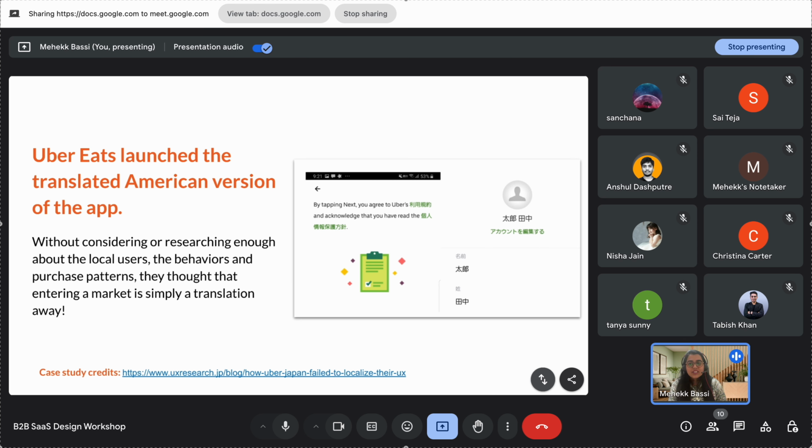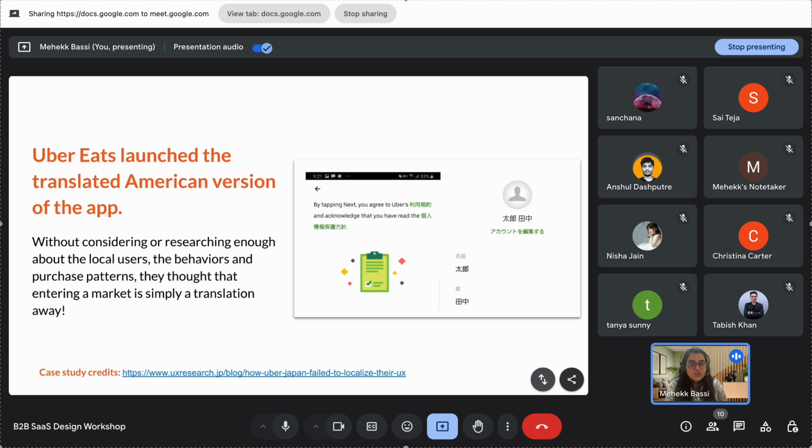Uber Eats launched the translated American version of the app without considering or researching enough about the local users or their behaviors, and they thought that entering a market is simply a translation away. So I took this case study from uxresearch.jp, and it was a very insightful one.